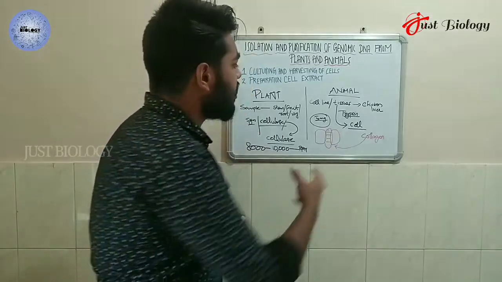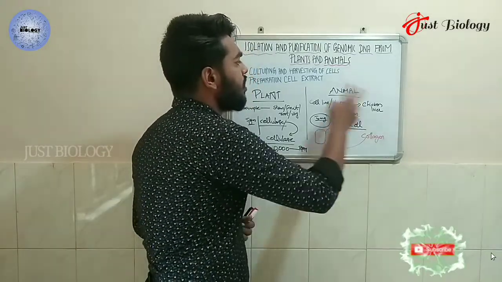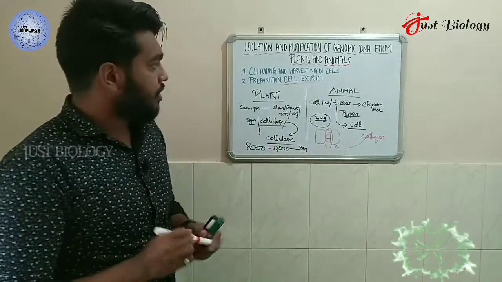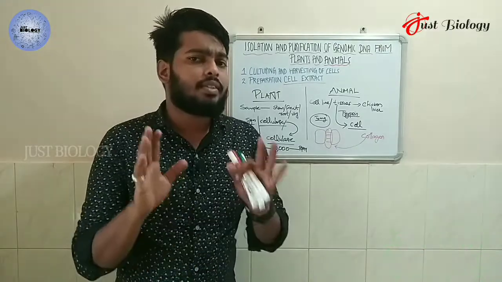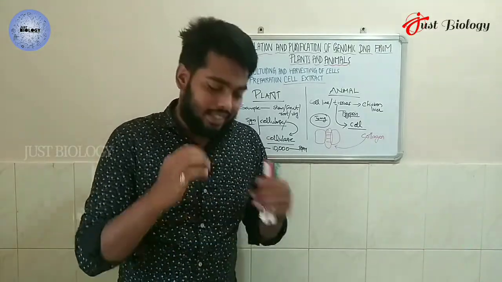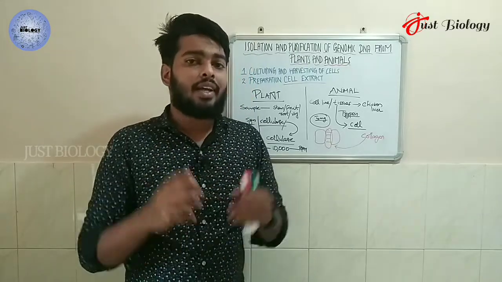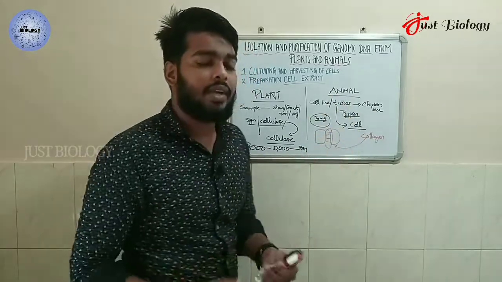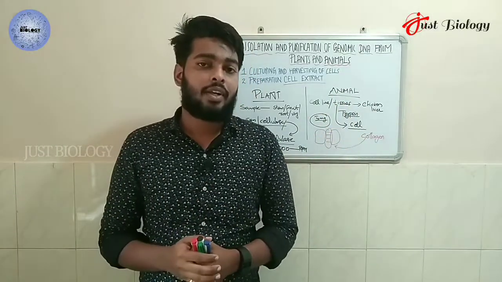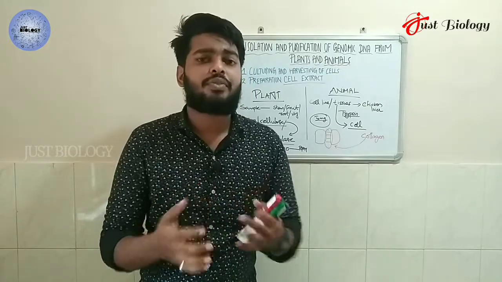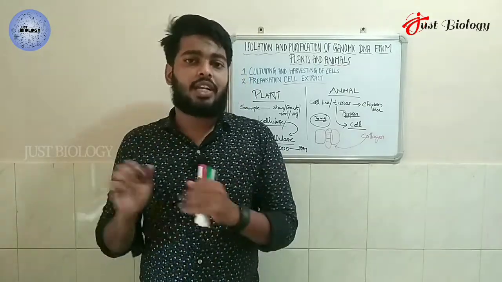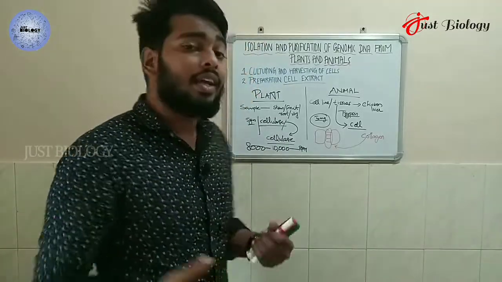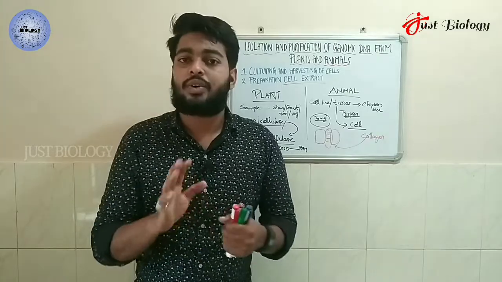Once you have the individual cells, you can go for the preparation of the cell extract. How can you prepare a cell extract in the case of animals? You first go for cell membrane degradation. Cell membrane degradation can be done with a combination of chemicals like SDS plus EDTA. If you are not aware of these chemicals, please watch my previous lecture on bacterial genome isolation, where I mentioned all the things. I'll give the link in the description. You can go and watch.